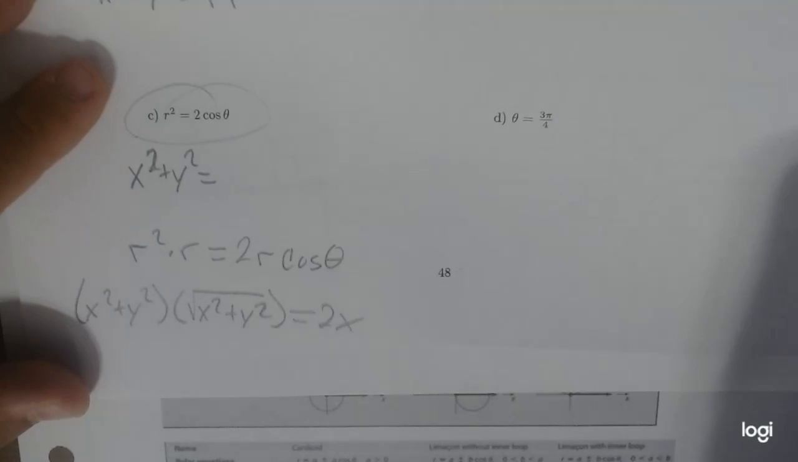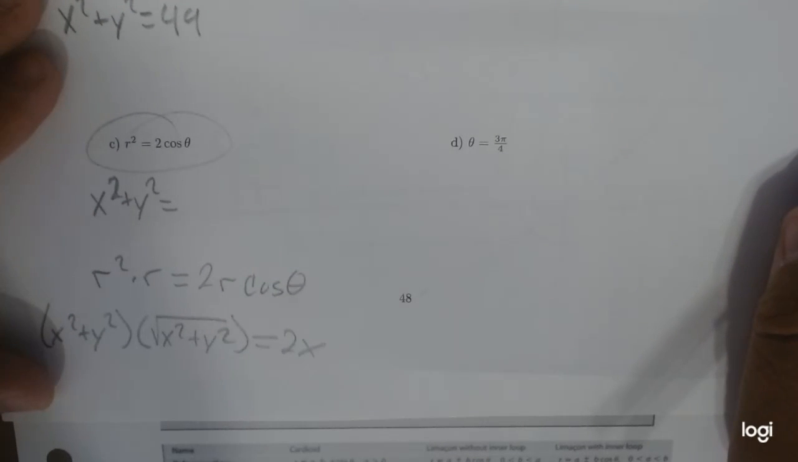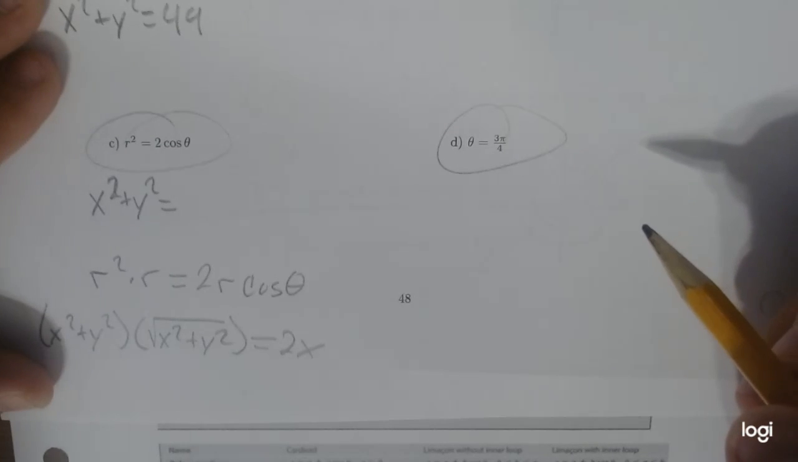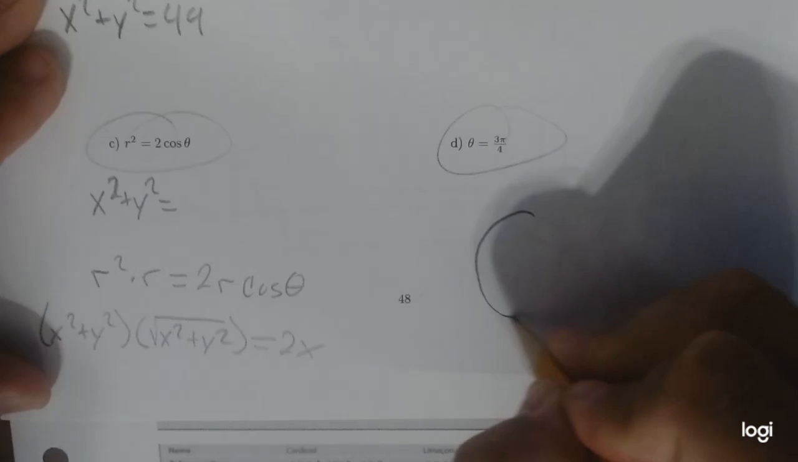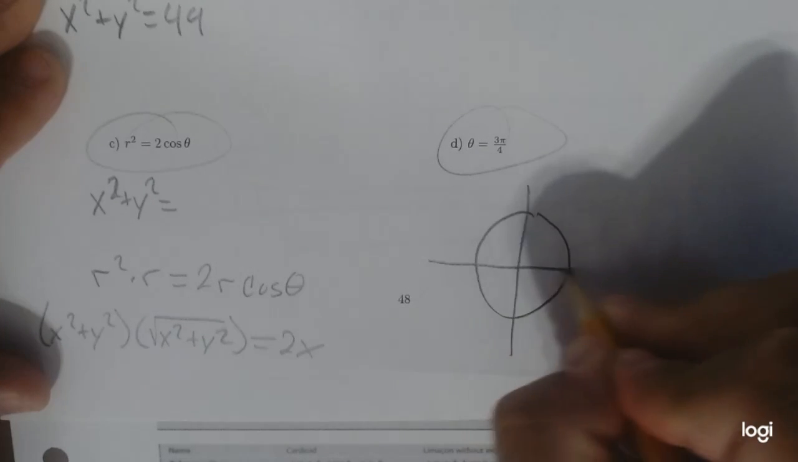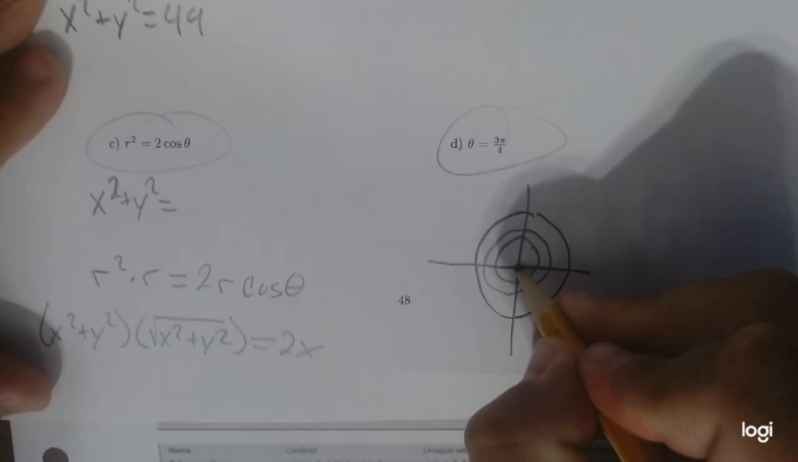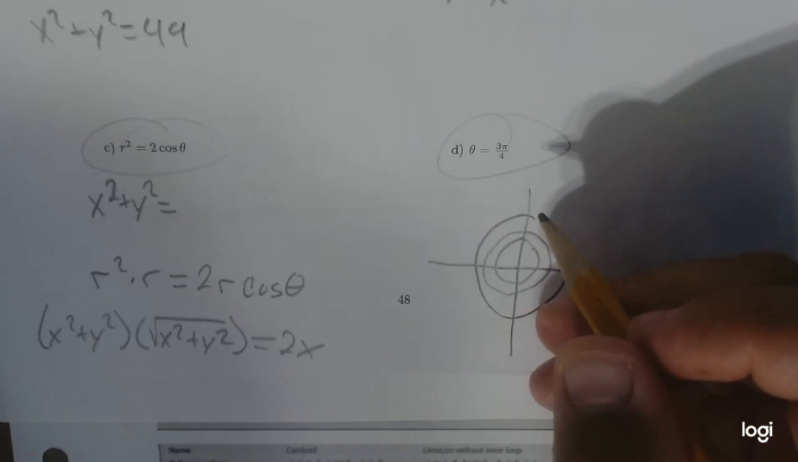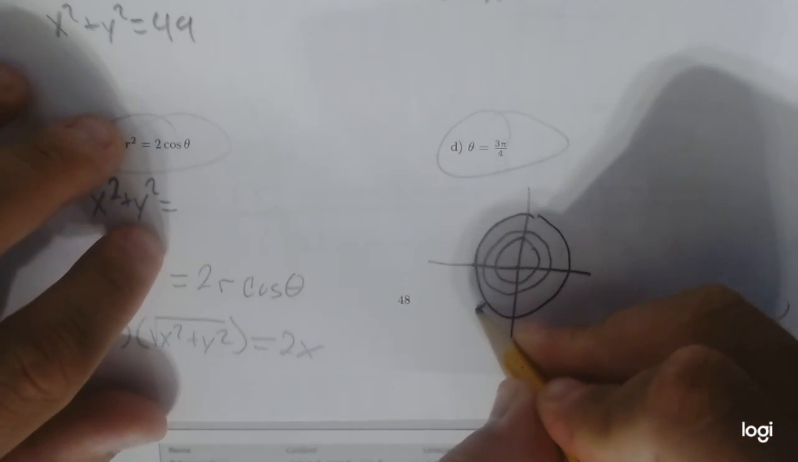All right. And last one, theta is equal to 3 pi over 4. So same concept as the last one. You could just quickly do this one. This is 3 pi over 4 right here. Down here, it is like that.